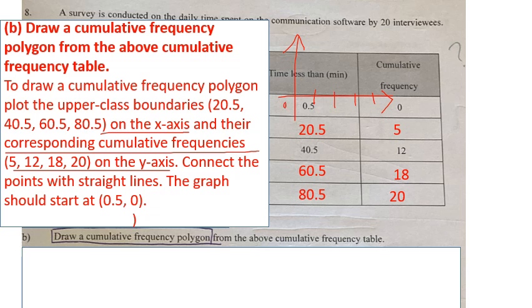The graph should start at 0.5. So after plotting the x-axis, we plot the y values: 5, 12, 18 and 20. After getting all 4 points, we join them together like this.